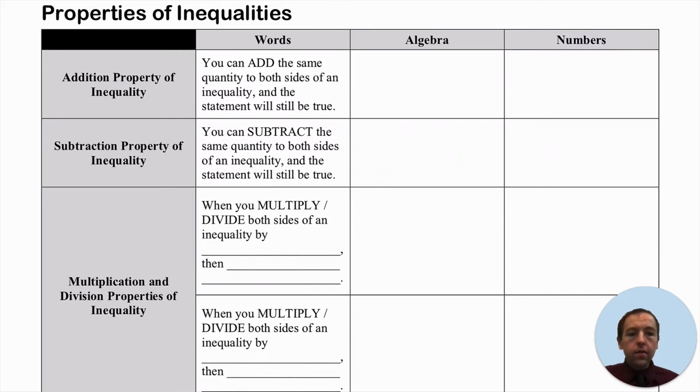Before we get into solving inequalities, we just want to understand some of the properties that we can use to be able to solve inequalities. It's very similar to properties of equalities. We're just going to look at four of these: addition, subtraction, multiplication, and division.